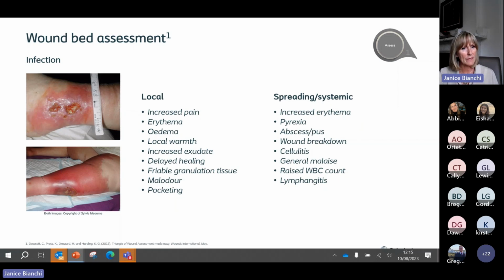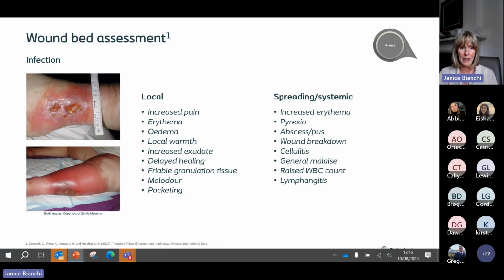There's an increased level of exudate often, and the wound gets stuck, the healing is delayed, or there's granulation tissue there, but it's quite friable, so it bleeds really easily. Malodour is another typical thing, so a new odour will indicate infection if there are other signs of infection, and pocketing in the wound.